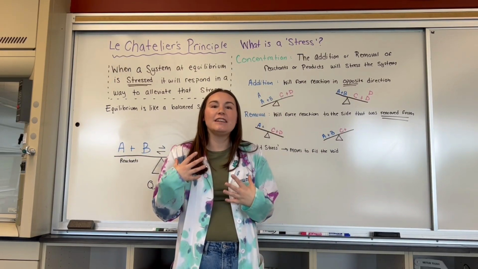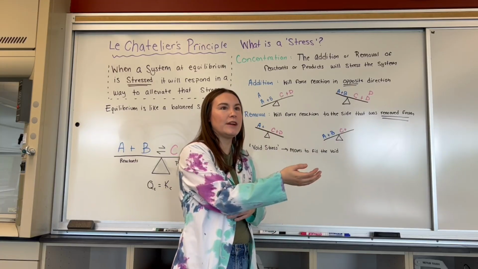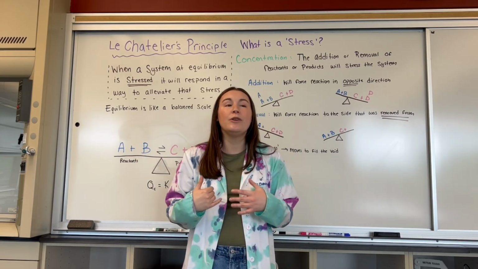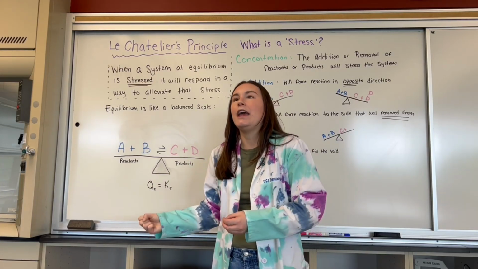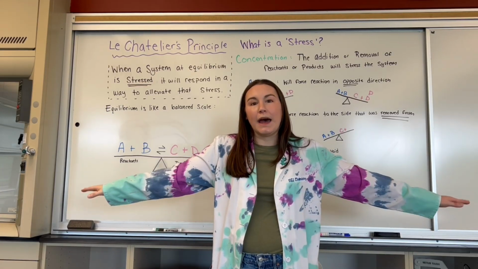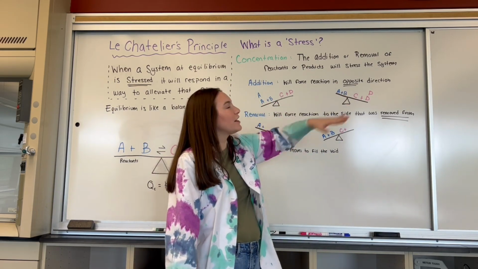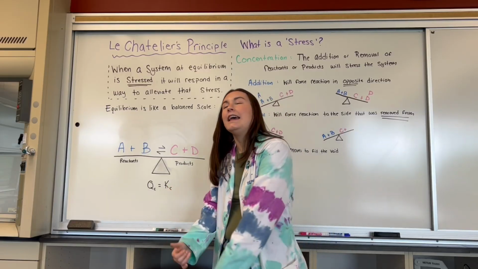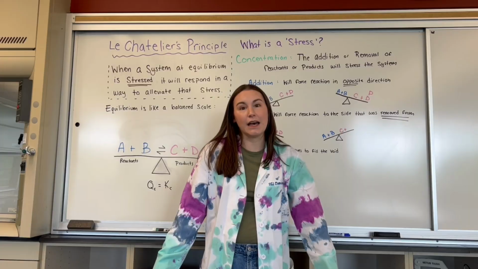So what the reaction has to do is it has to figure out, what do I need to do, what reaction, the forward reaction or the reverse reaction, do I need to perform in order to alleviate that stress, alleviate the addition of that reactant in order to get back to my flat balanced scale. So if I add reactant, I'm gonna force the reaction in the opposite direction. So the opposite of the reactant is the product. So I'm going to push this reaction towards the product side, okay?